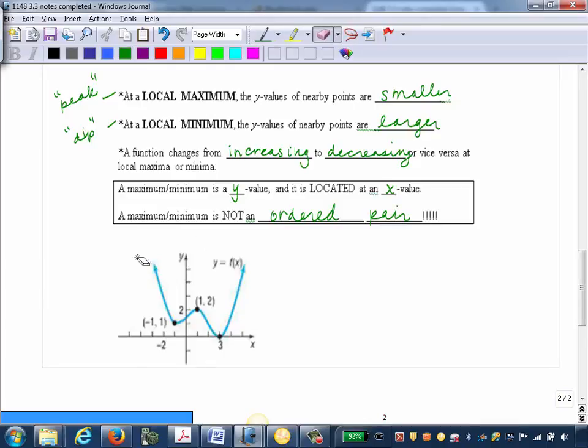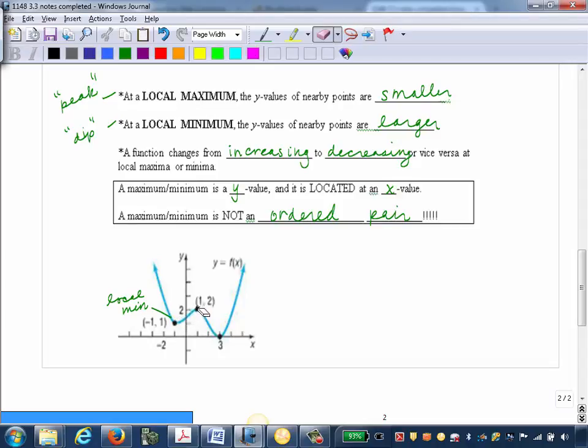So if we look at this example, if I start at the leftmost point in this graph, negative infinity, and I start to trace, my graph is decreasing, it's falling, until I hit this dip in the graph, negative 1, 1. At this point it changes to increasing. This dip is called a local minimum. So this is a local min, and we abbreviate min for minimum. So at this minimum, the graph changes, it starts to increase.